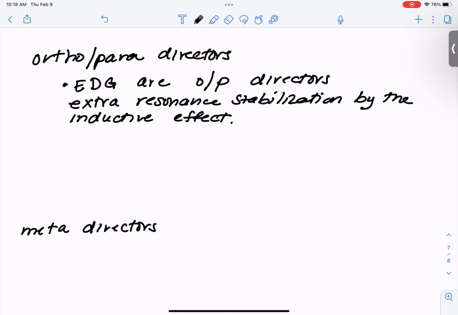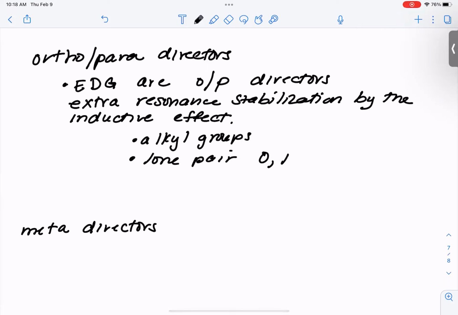So your electron donating groups, we're going to have our alkyl groups. We are going to have anything with that lone pair. Okay, so here I'm going to add the halogens. Your oxygen, your nitrogen, your sulfur, and your halogens, okay? The halogens are going to be ortho-para directors, even though they are deactivators.